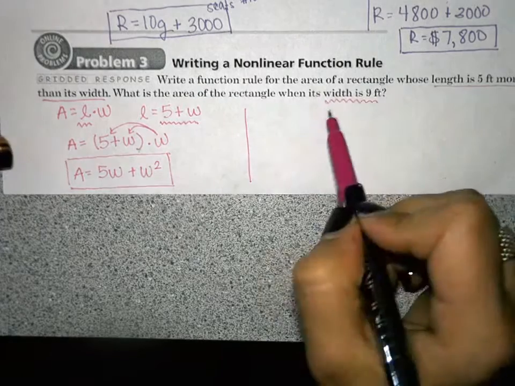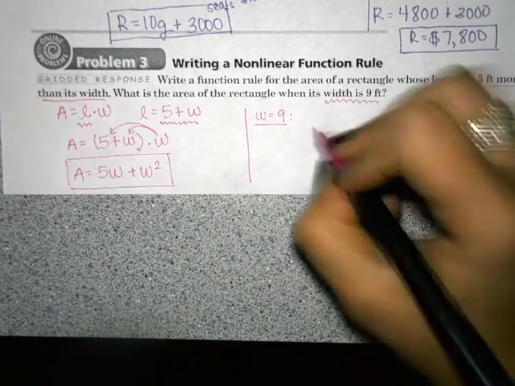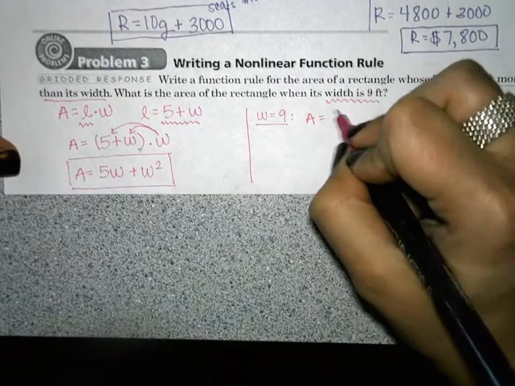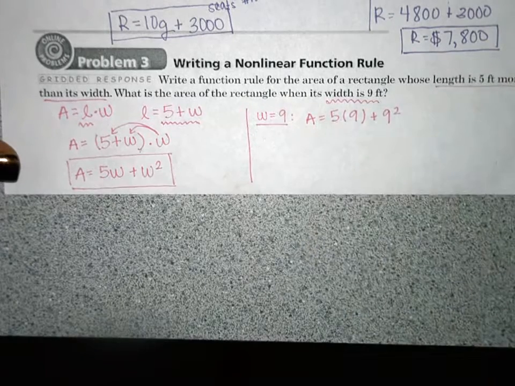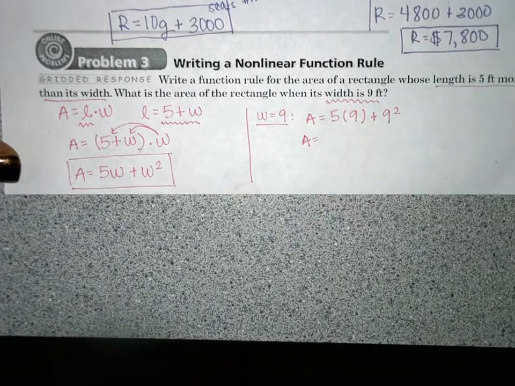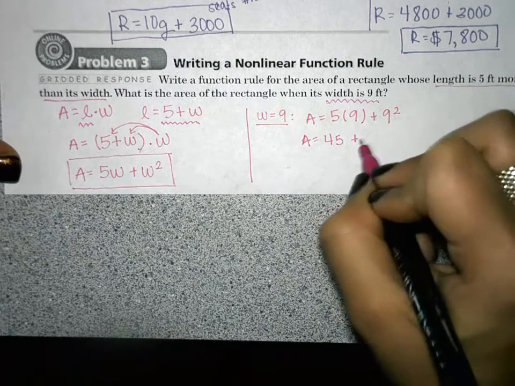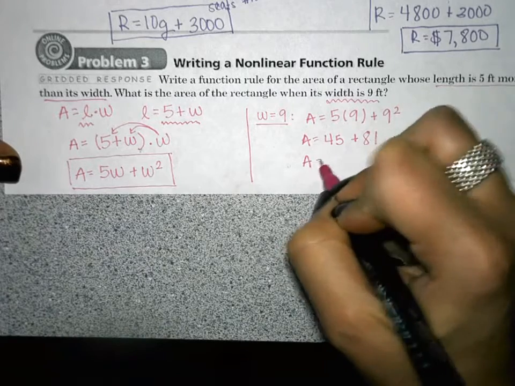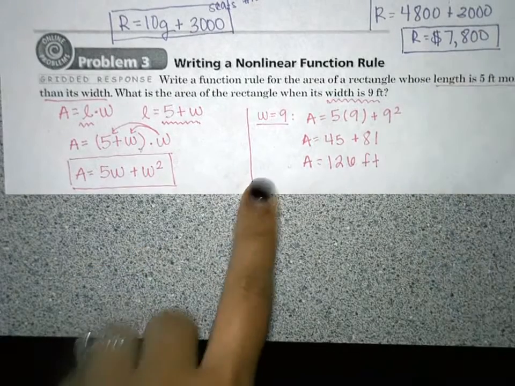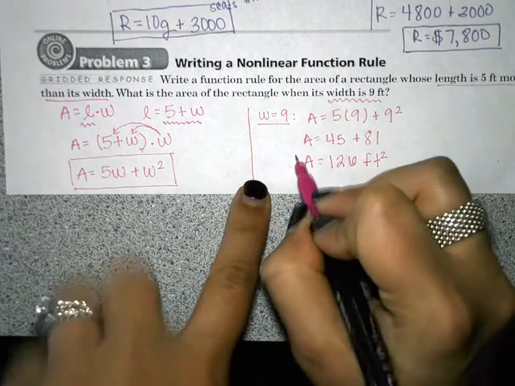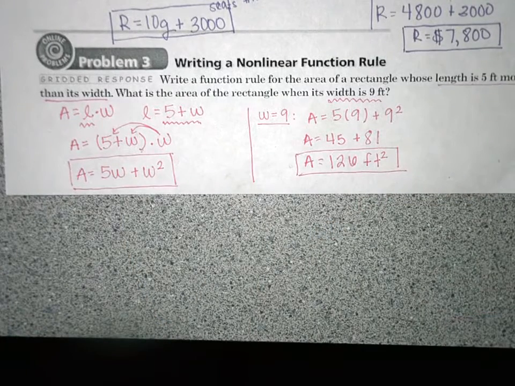So then to find the area of the rectangle when the width is 9 feet, we plug in 9 for W. So that gives me A equals 5 times 9 plus 9 squared. So area equals 5 times 9 is 45, plus 9 squared is 81. So the area equals 126. Now that's in feet, and with area we are always looking at feet squared. So make sure you put the correct units up there. So the area is 126 feet squared.